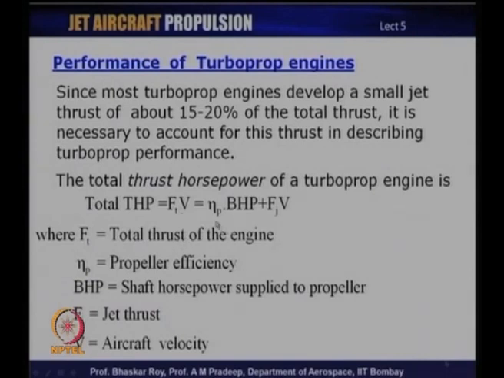And then this thrust power has two components. One is in terms of the power supplied to the propeller, which is the brake horsepower coming from the engine through that spool through the gearbox and supplied to the propeller, and eta_p of course, is the propeller efficiency. And the second term of course, is the thrust power created by that 15-20% of the straight jet thrust.